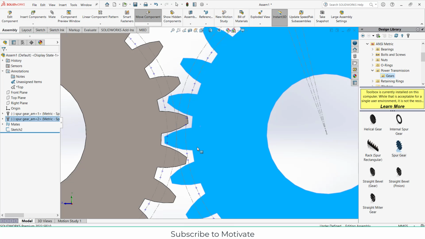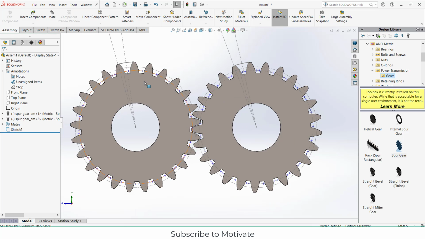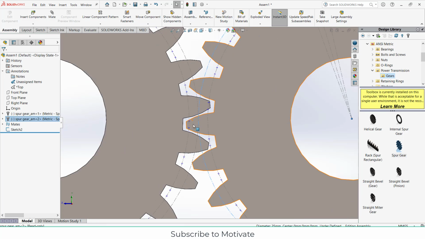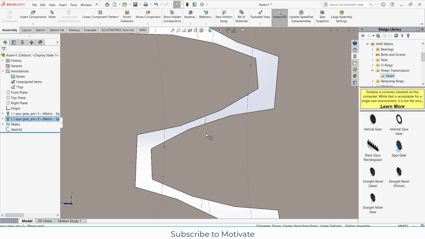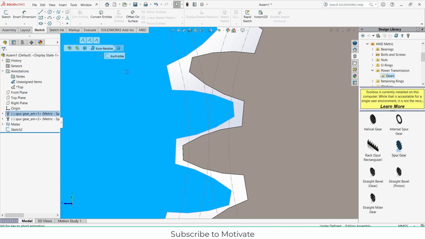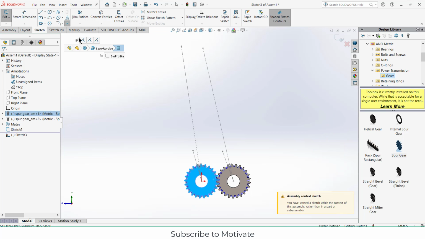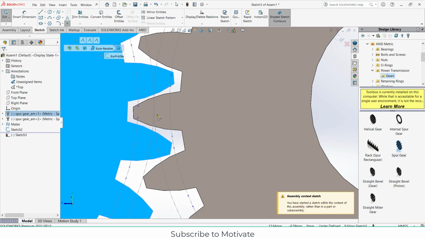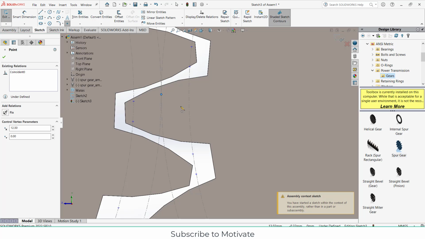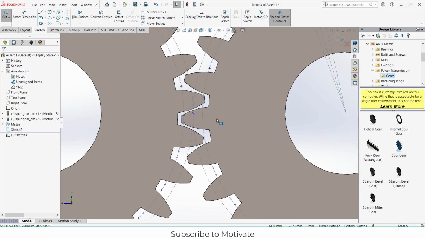So a question is, what is a pitch point? You see these two gears, and as I told you earlier, this is called the pitch circle. The point where these two circles are touching each other is called the pitch point. Let me draw that point for you. So here in my case, this is the pitch point. The point where these two pitch circles are touching each other is called the pitch point.